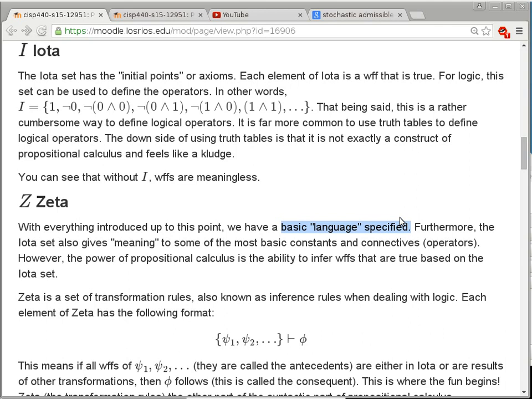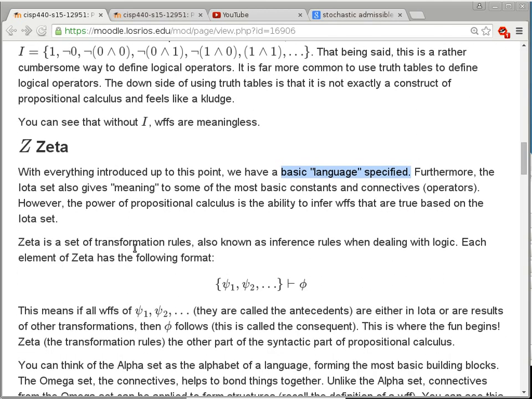Kind of, okay, I'm emphasizing on the kind of here. So what we have here is the zeta set is a set of transformation rules. Each one is a rule that basically says it is in the form of this. Okay, this is how each rule will look like.